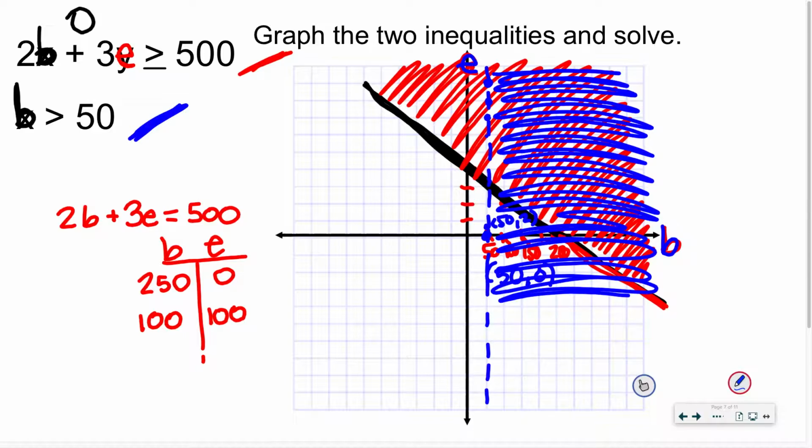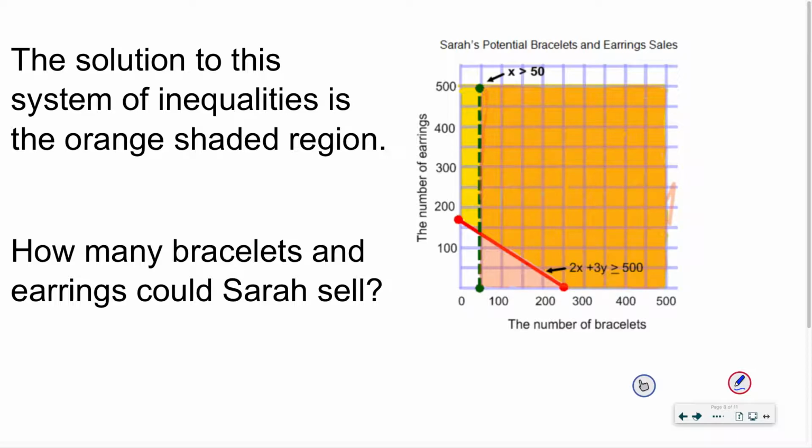So this is the shading. You can probably see what would only be blue and what would only be red, but we can look at a drawing to make it a little bit easier. Can you give me an amount of bracelets and earrings that Sarah can buy? One value of bracelets and one value of earrings that Sarah could buy. Who has one?